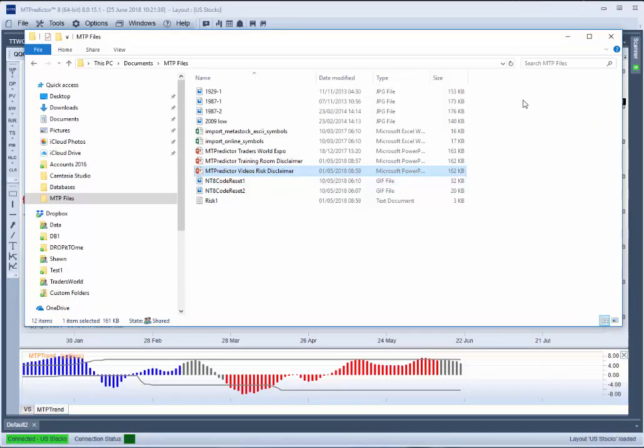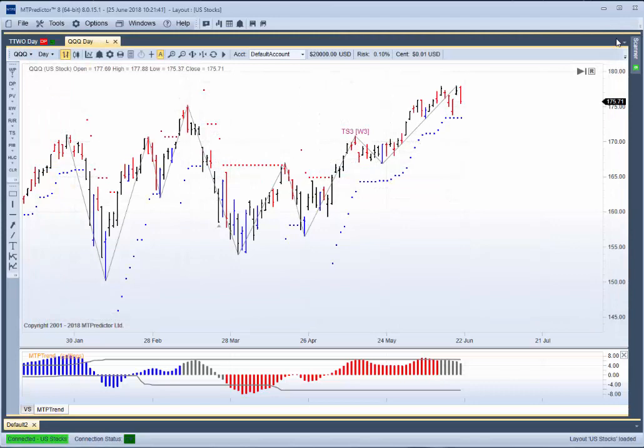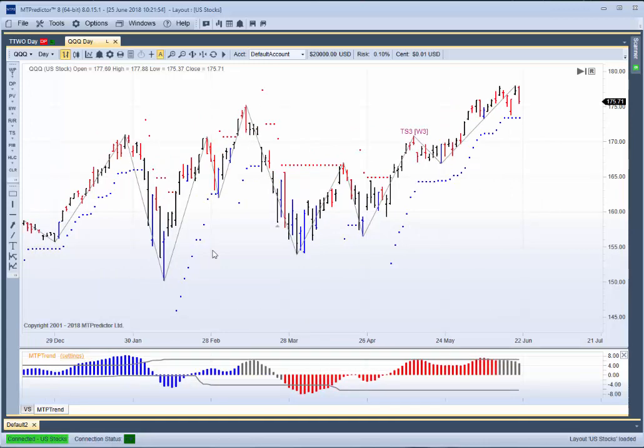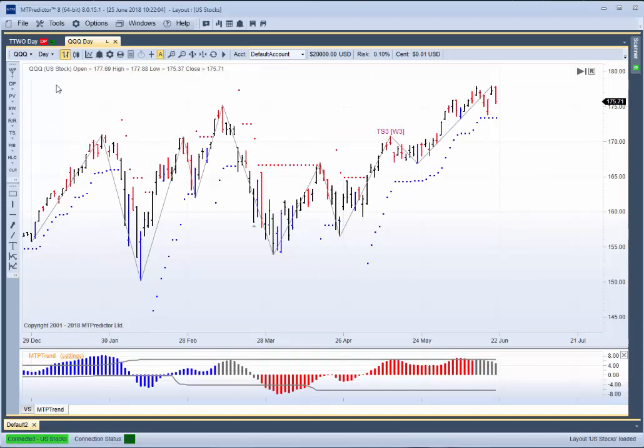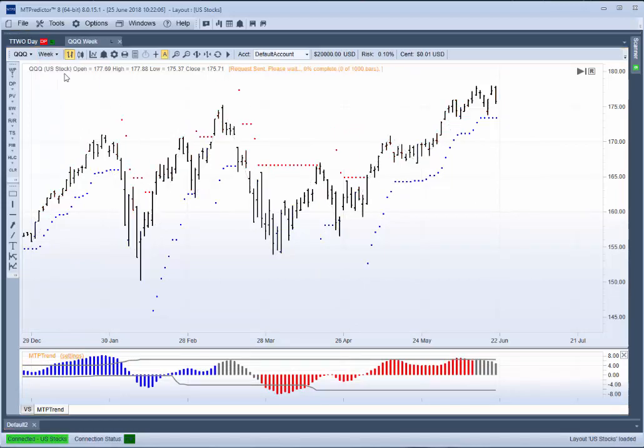So let's have a look at the position of the Nasdaq. I'm going to have a look at the QQQ, the Qs as we call it, which is the ETF for the Nasdaq. The thing that's very interesting at the moment is we're not looking at our automatic setups, but I want to go out to the weekly chart.